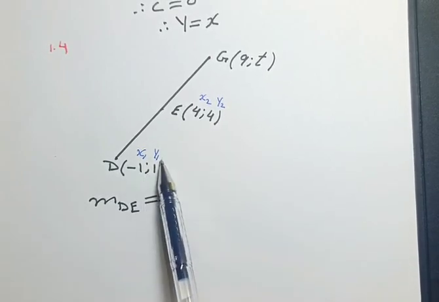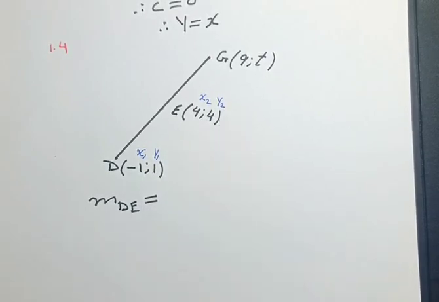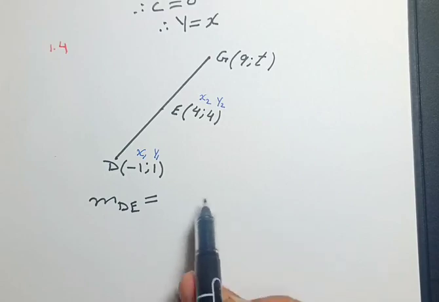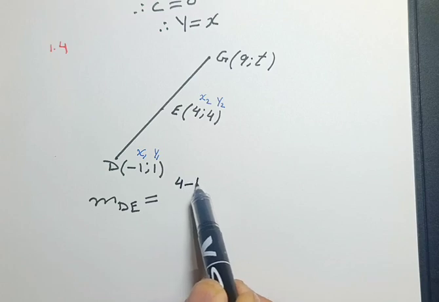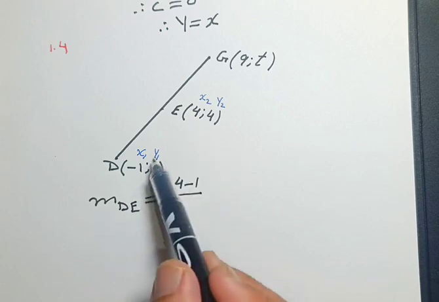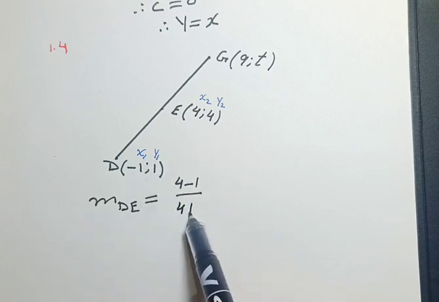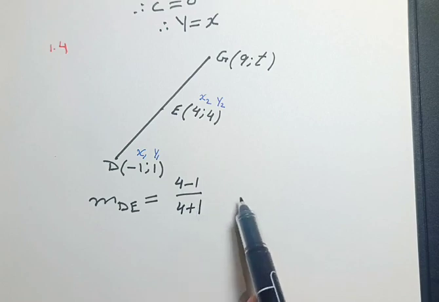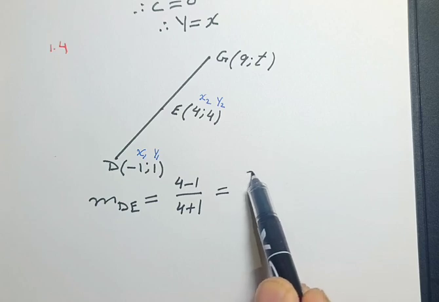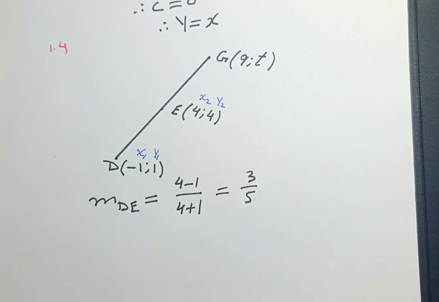So this is my x1, y1, this is x2 and y2. So y2 minus y1, so 4 minus negative 1, over x2 minus x1, and this negative negative becomes positive, 4 plus 1. So the answer is going to be 3 over 5.